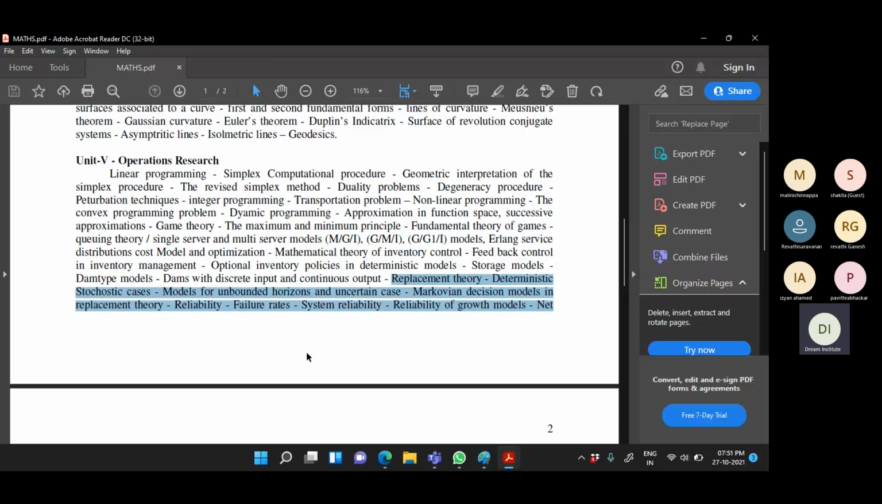Statistics 1 and 2 had 22 questions last time, and also operation research had completely 11 questions. So for these 3 units, 33 questions. Okay, for these 33 questions we need to apply the results. We have to get some answer.